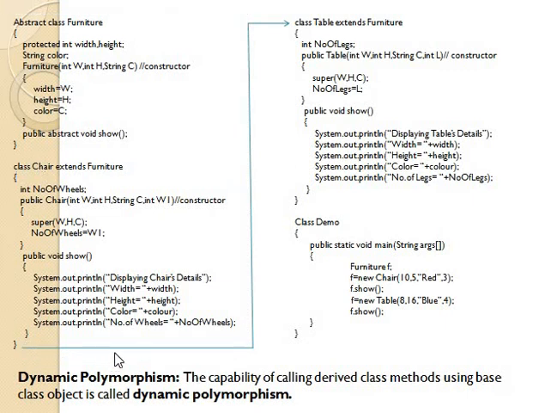Then from here just go to this arrow pointer, come over here. Then again another class specified by the name table has been declared, which uses the extends keyword to inherit or acquire the properties of the abstract base class furniture.